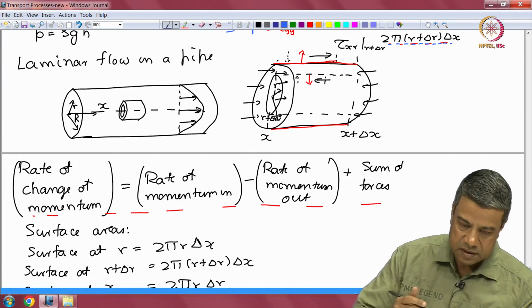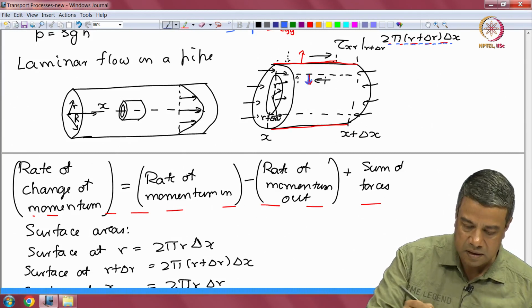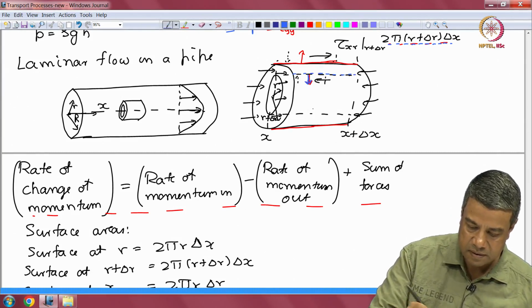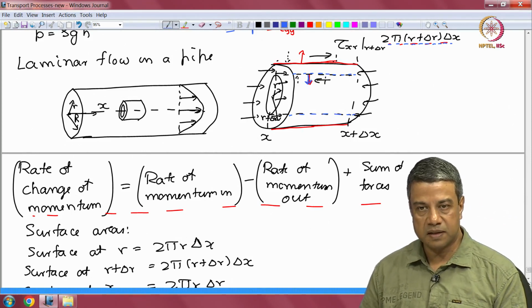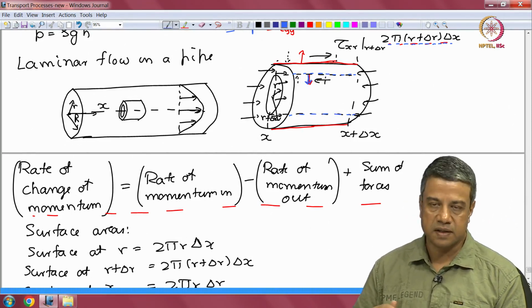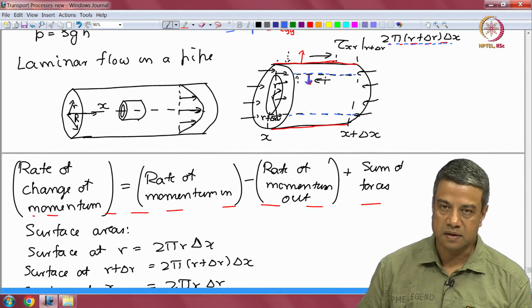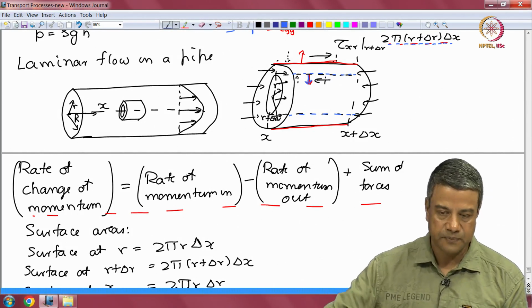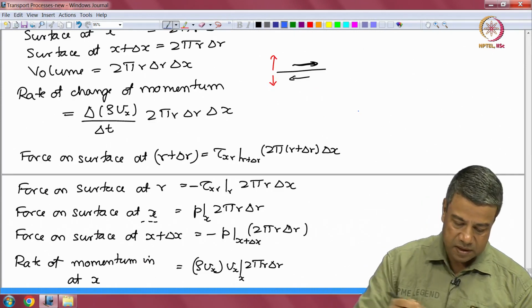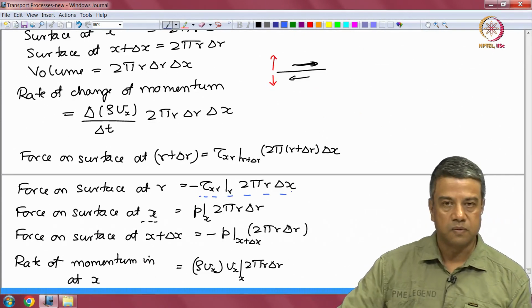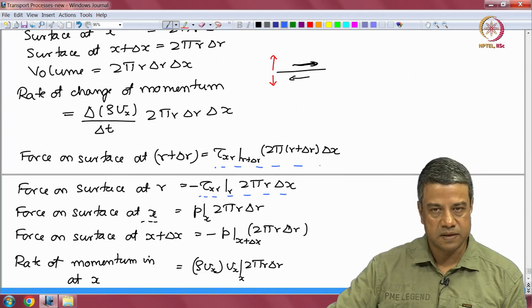On the inner surface, the outward unit normal to the volume is acting in the minus r direction. That means that the force per unit area is minus tau x r, because if you reverse the direction of the unit normal, the direction of the stress, or the direction of the force, is reversed. So, therefore, the force on the inner surface is equal to minus tau x r at r times 2 pi r delta x. Okay. So, those were the forces on the cylindrical surfaces.